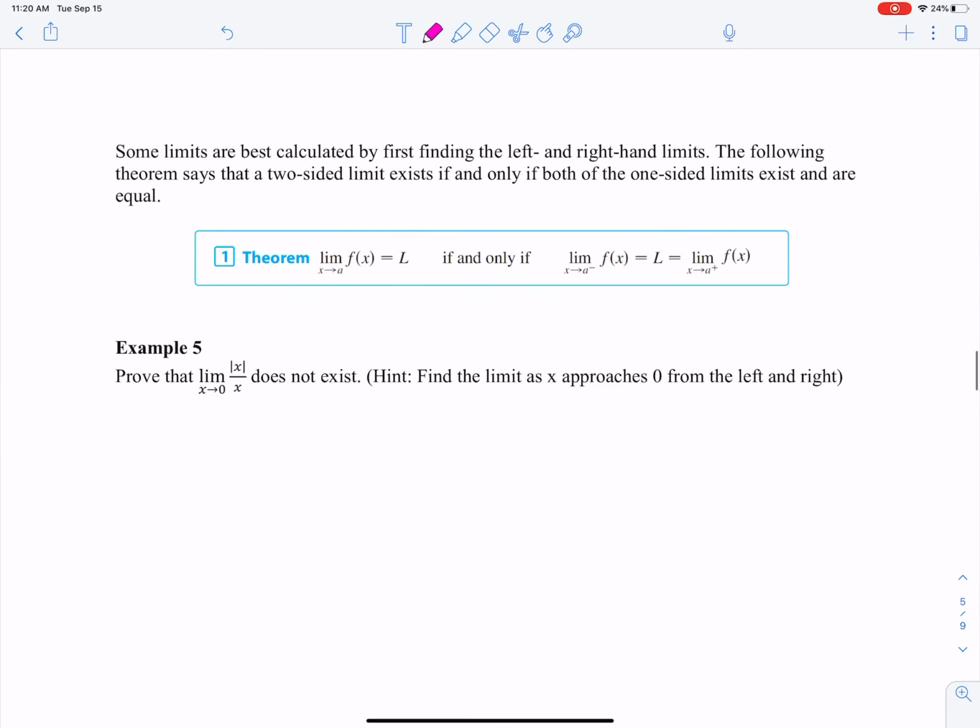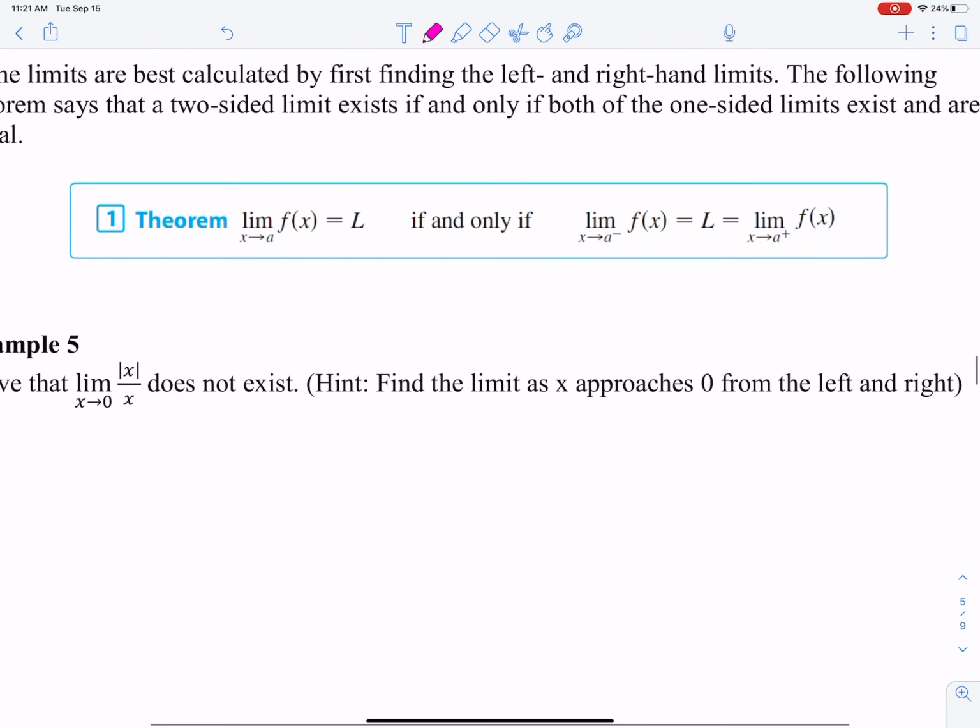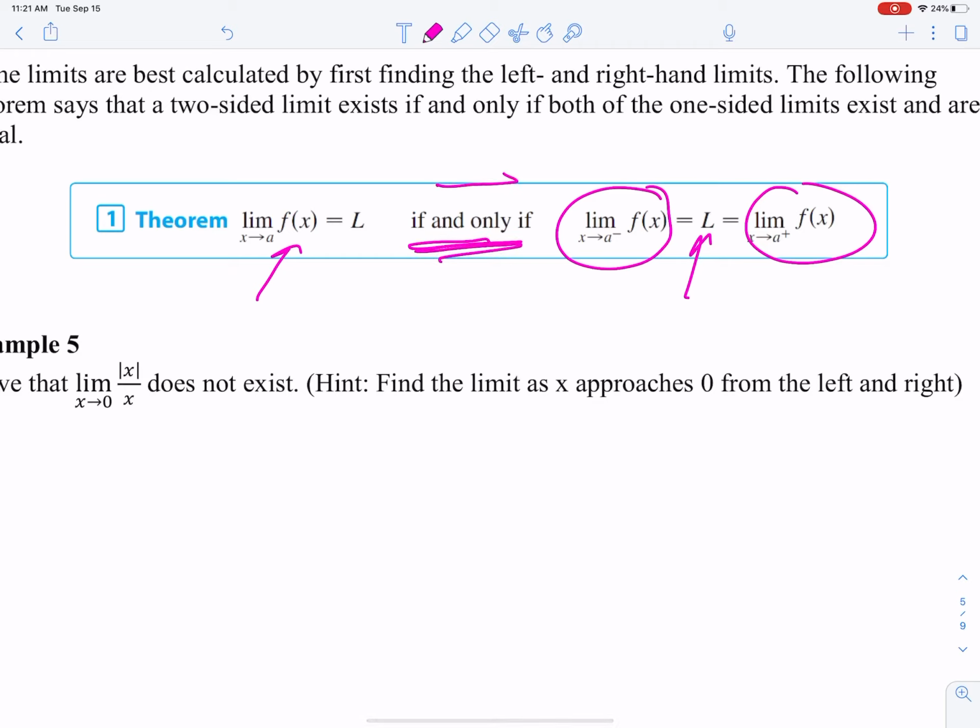All right, moving on. Some limits are best calculated by first finding the left and right hand limits. The following theorem says that a two-sided limit exists if and only if both of the one-sided limits exist and are equal. We've already talked about this one, but again, it's got to be said again. So if the limit from the left equals the limit from the right, and they exist, of course, and are equal, then the limit exists at that a value. And remember, if and only if, this statement is valid in both directions.